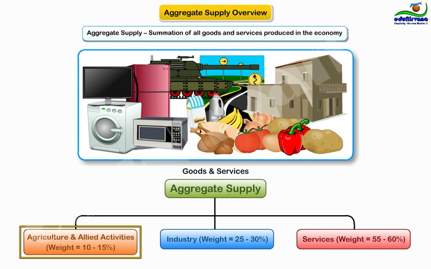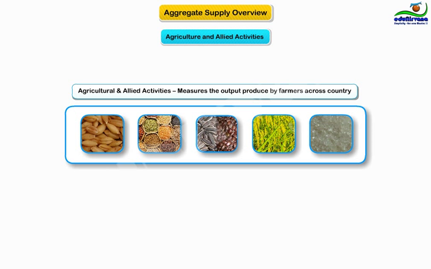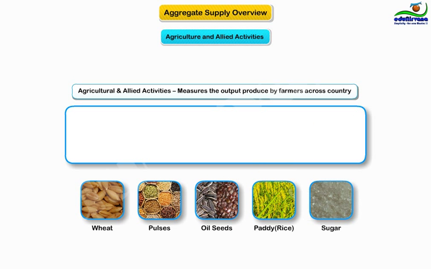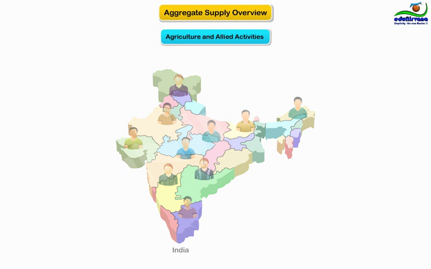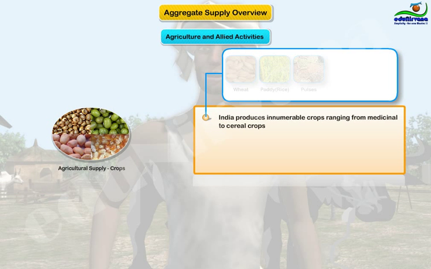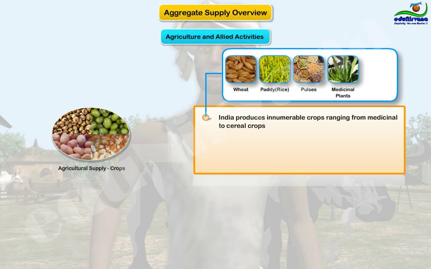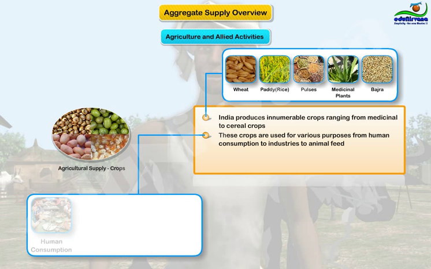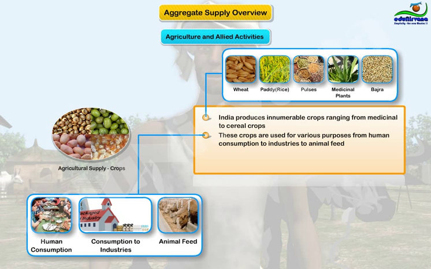Agriculture and allied activities. It measures the output produced by farmers across the country. The output generally consists of items like wheat, pulses, oilseeds, rice, sugar, and related items which are produced by farmers across the country. India is an agrarian country with more than 60% of the population depending on agriculture for their livelihood. The country produces innumerable crops ranging from medicinal to cereal crops. These commodities are used for various purposes from human consumption to industries to animal feed.